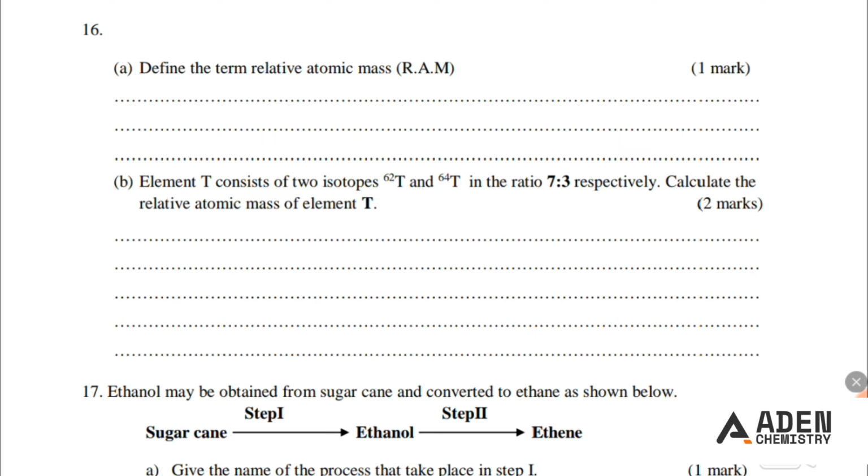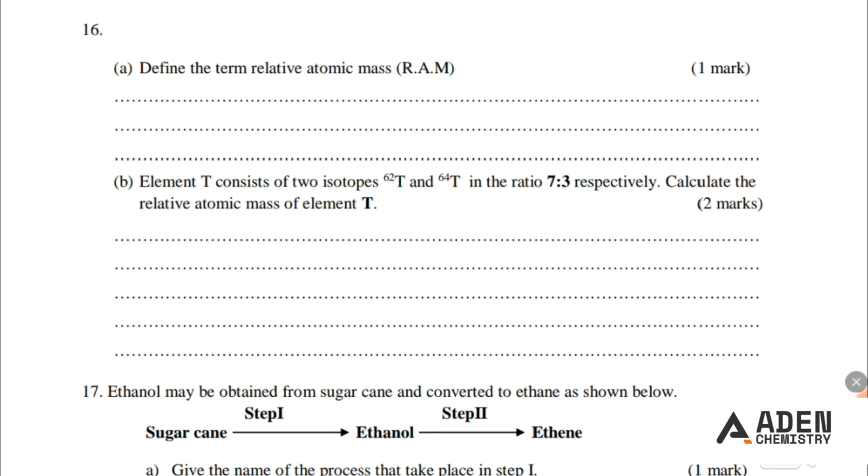So we are going to start with question number 16, part A. We are told define the term relative atomic mass. And we are saying relative atomic mass, or RAM, is the average mass of an element compared to 1 out of 12 of the mass of carbon-12. That's the definition of the term relative atomic mass.